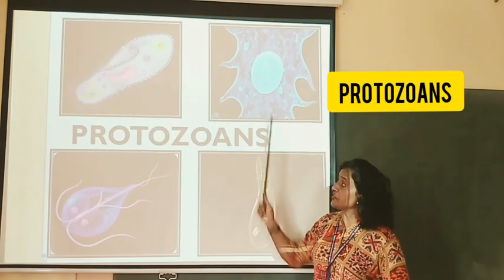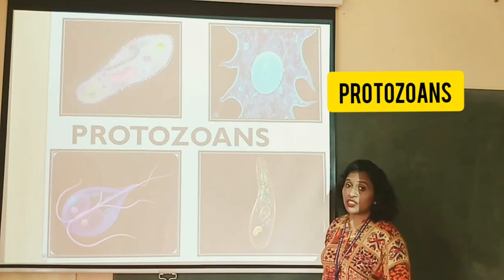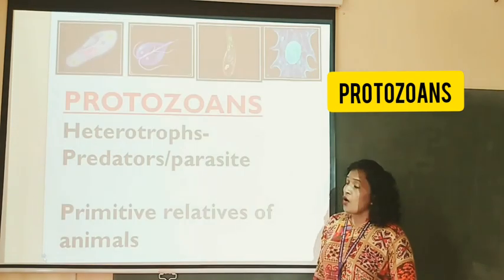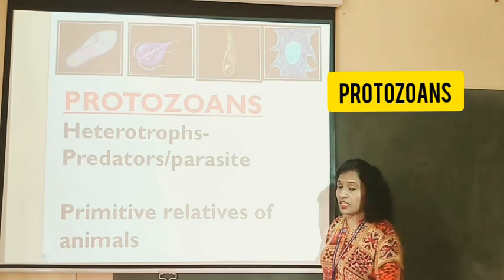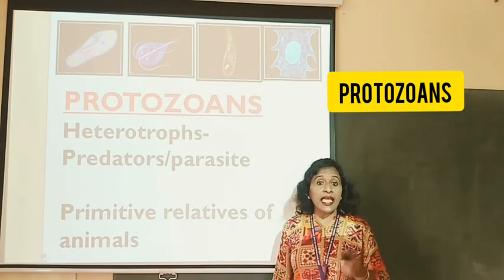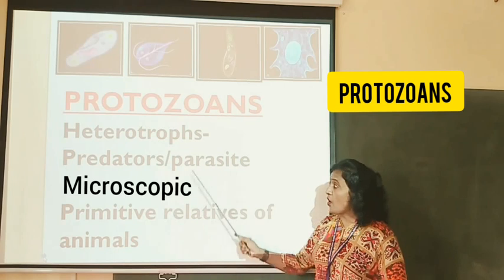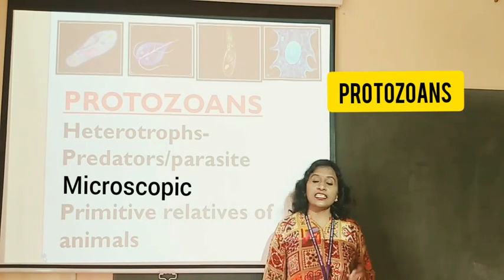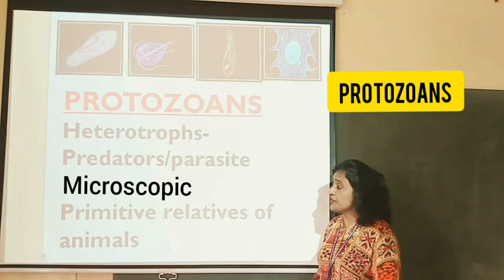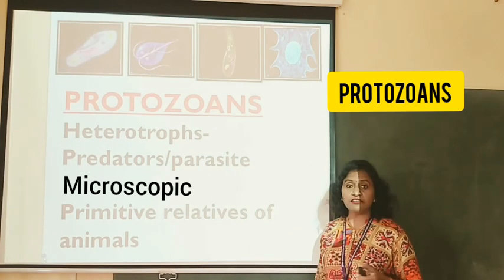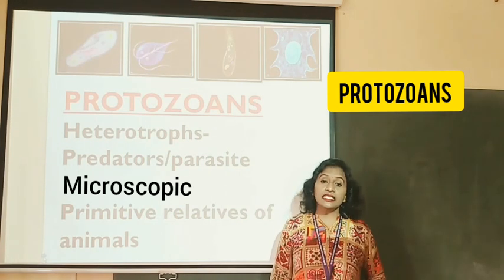There are different types of protozoans which we see. All protozoans are heterotrophic in nature, so either they will act as predators or they will be parasitic in nature. These organisms are said to be the primitive relatives of animals which we had discussed earlier.